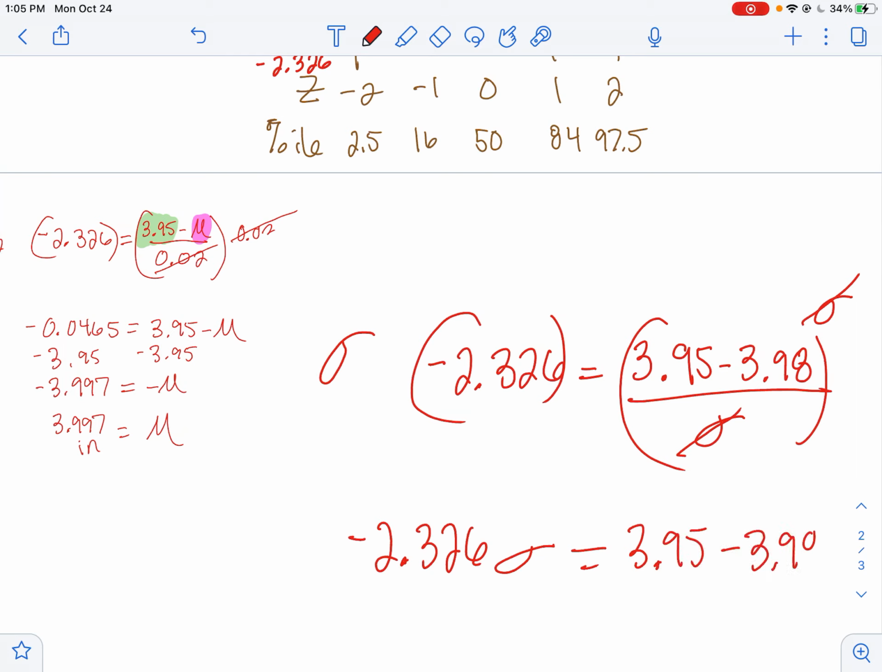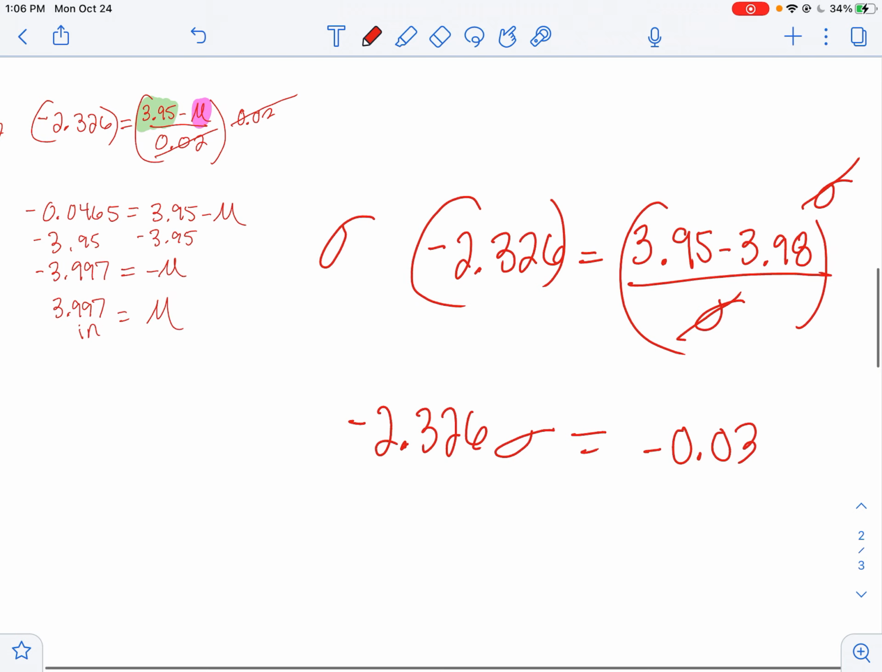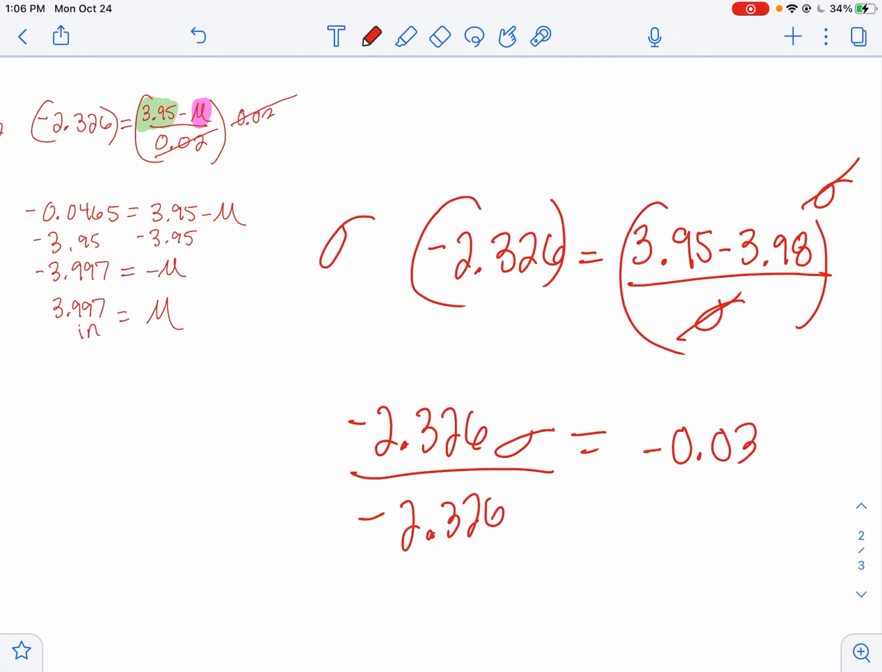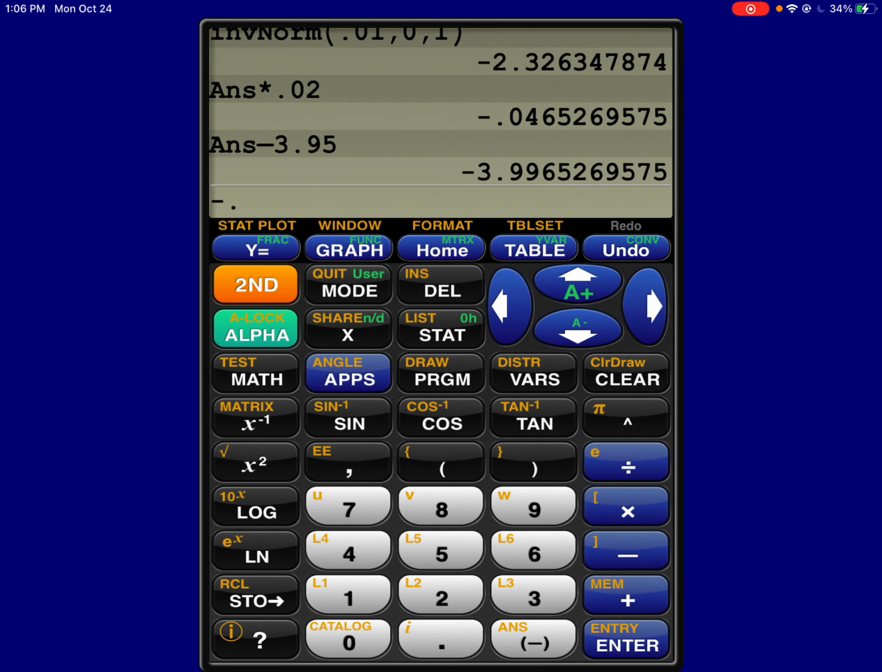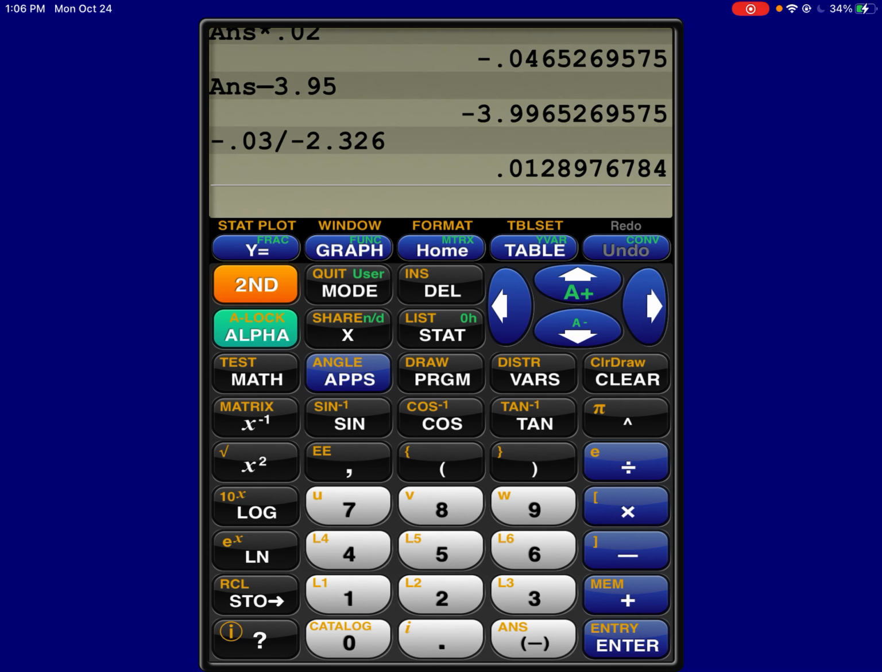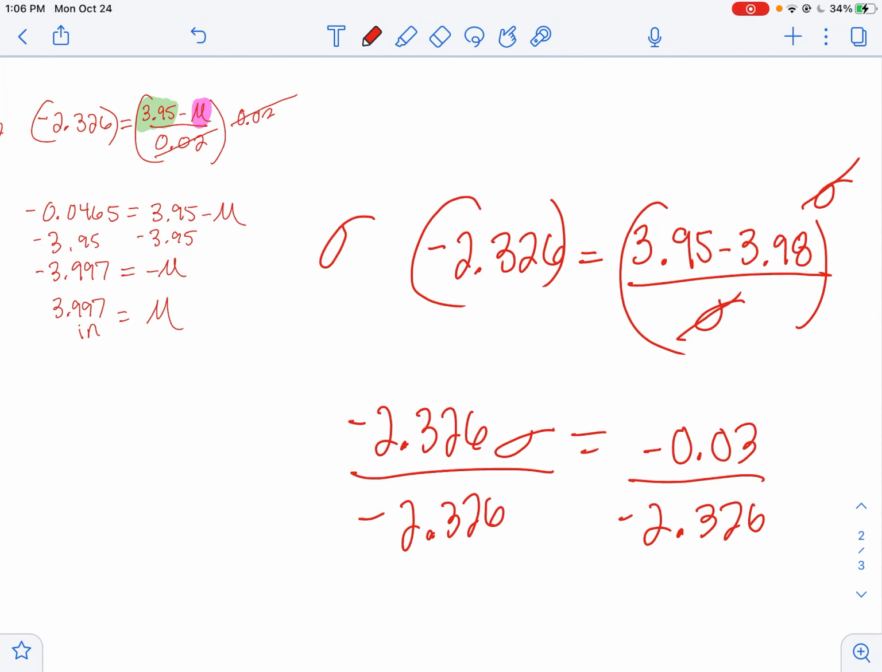3.95 minus 3.98, which I shouldn't be doing in my head. You should always show your work. But I'm going to go with negative 0.03. Divide each side by negative 2.326. And let's see what we get. I have to plug into my calculator. Negative 0.03 divided by negative 2.326. Oh, about 0.0128 or 129. So it tells me my new standard deviation would have to be about 0.129 inches to account for that.